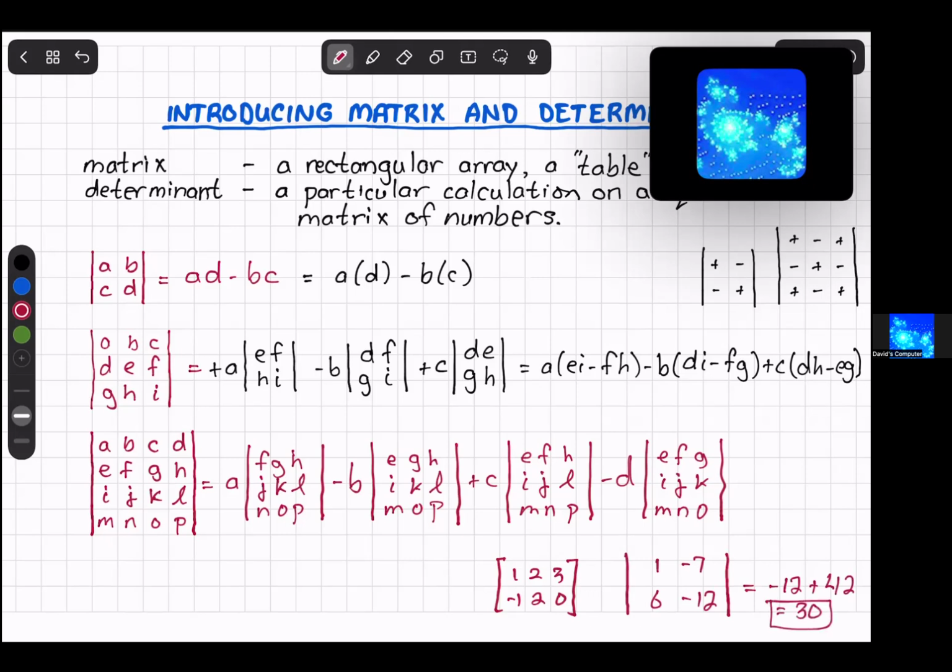Practice taking determinants, practice doing them carefully, correctly, and quickly. Your calculator also evaluates determinants for you.